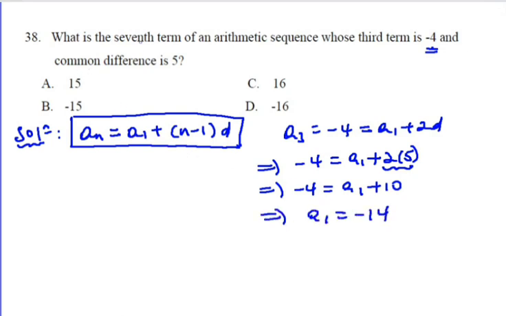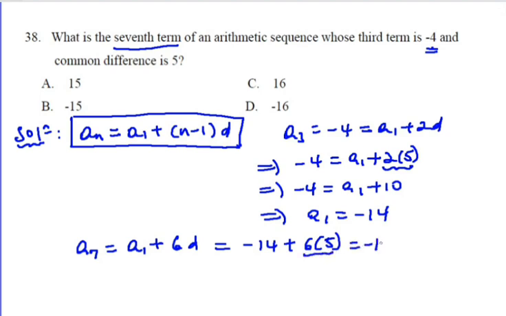The question is, what is the seventh term? We are asking for the seventh term of an arithmetic sequence. So the seventh term is the first term plus 6 times d. The first term is -14 plus 6 times the common difference, which is 5. So this is 30. So -14 plus 30, the result is positive 16. Therefore, the answer for this is positive 16.